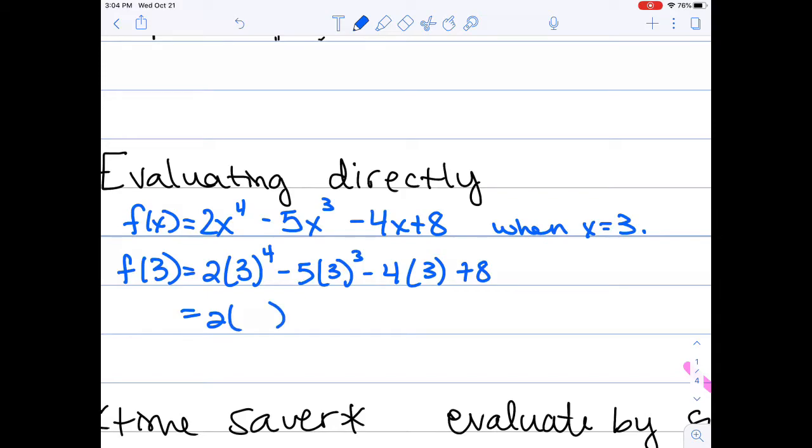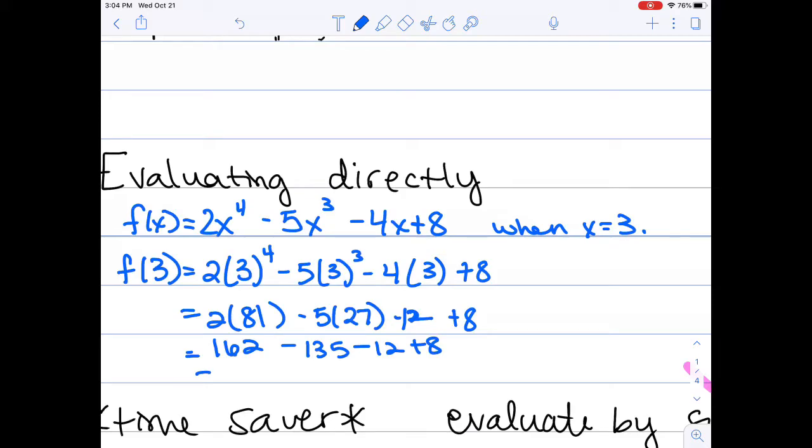So I know 2 times 3 to the 4th: 3 times 3 is 9, times 3 is 27, times 3 again is 81. 3 to the 3 is 27. 4 times 3 is 12. And now I'm going to simplify this. 2 times 81 is 162. 5 times 27, ooh golly, what is that? It'd be 150 minus 15. I think that's 135. And I end up with a positive 23.